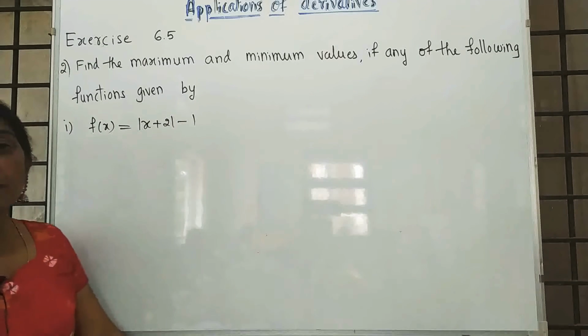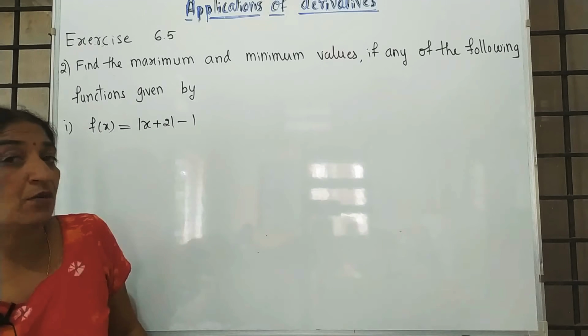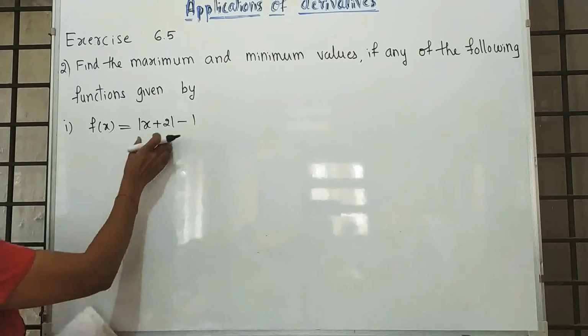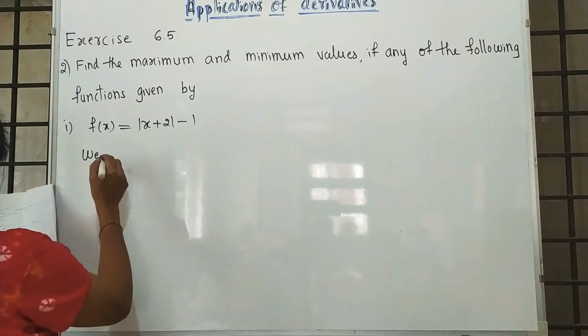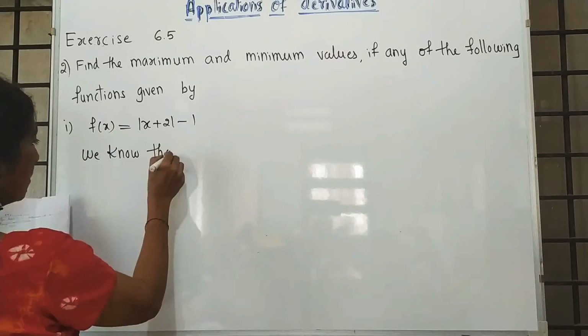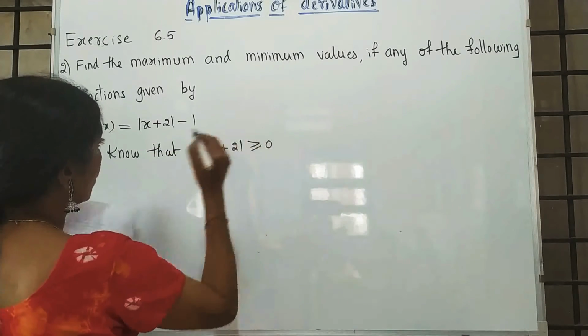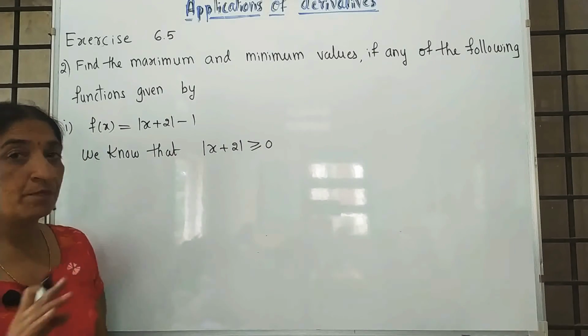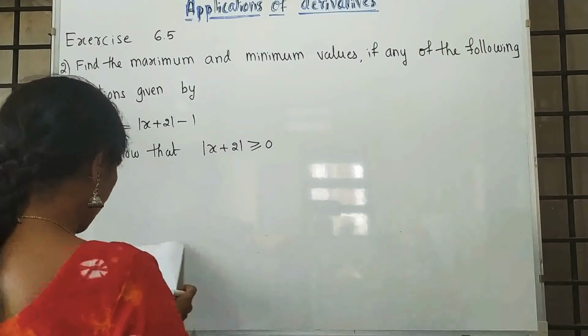See here, what is modulus? Modulus is always positive. The mod of any number is always positive. That means this modulus, we are familiar with. I am not going over the previous concept. We know that modulus of x plus 2 is greater than or equal to 0. It may be 0, but not a negative value, because modulus of any number is always positive.